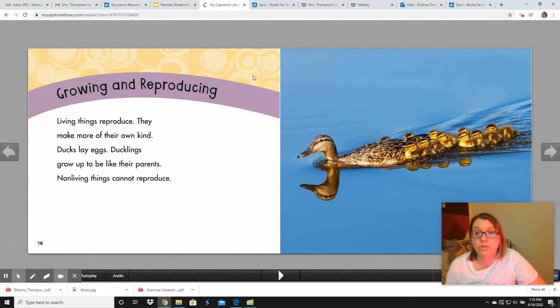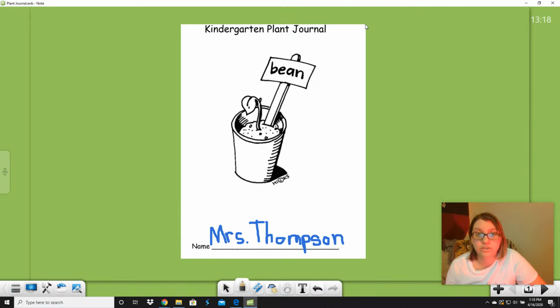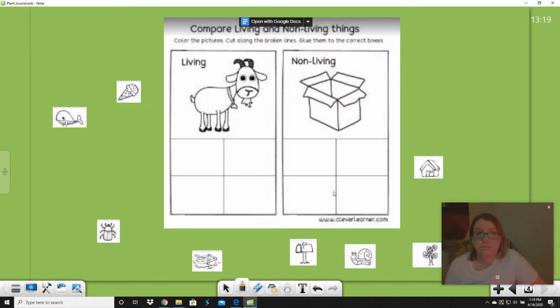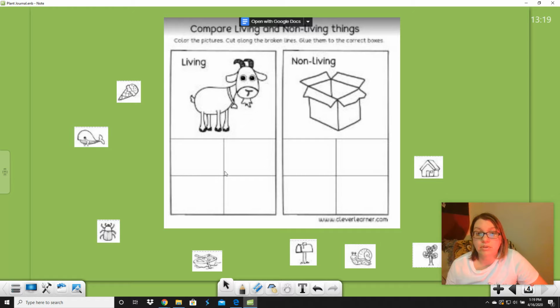So let's go back. We're done with our story. We're going to get our science journals out. So I want you to get your plant journal out. It looks like this, okay? Now I want you to go to this page. Right here, it says living and non-living. It has a goat and it has a box. Before you do this, you're going to do a few with me, then you're going to do the rest by yourself, okay? At the bottom of your page, there's 8 pictures. I've already cut these apart, and I have mine all cut apart. You can cut yours out in a minute, not yet. You can cut yours out, and you're going to sort them if they're living or non-living.